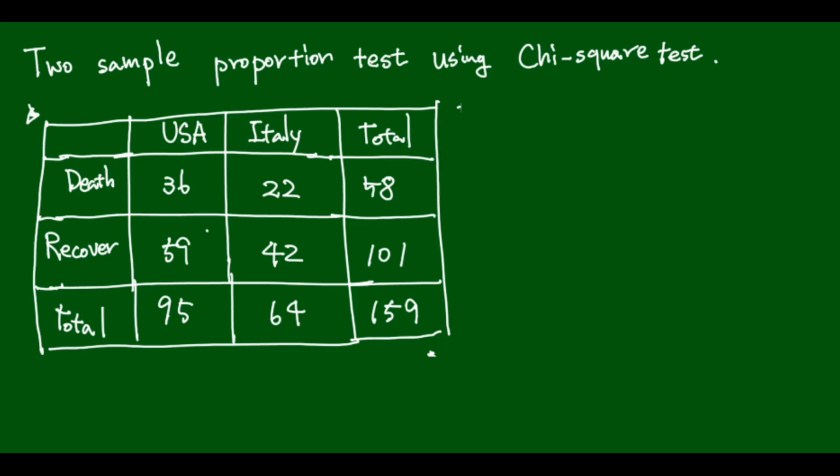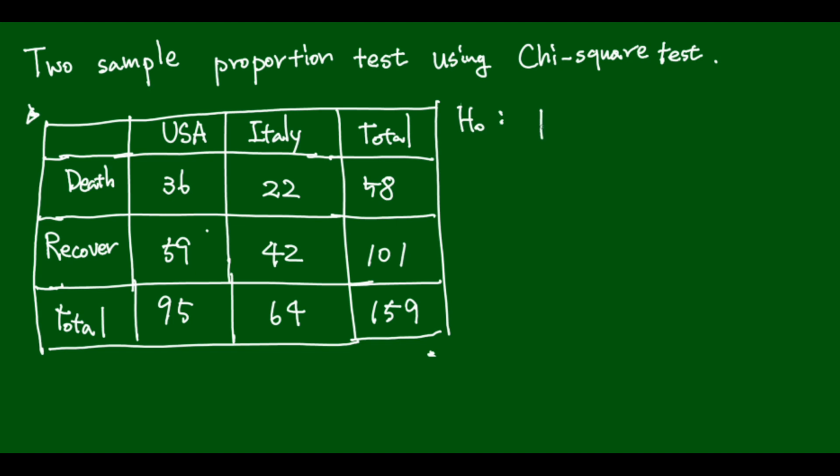Hello guys, in this discussion section, we want to discuss how to do the two sample proportion test using chi-square test. Okay? So same data, let's say we have this two-way contingency table and we want to do the test related to the population proportions being the same for two groups.